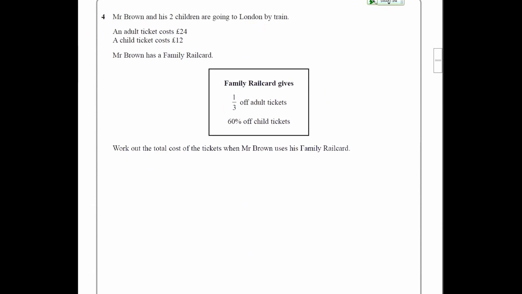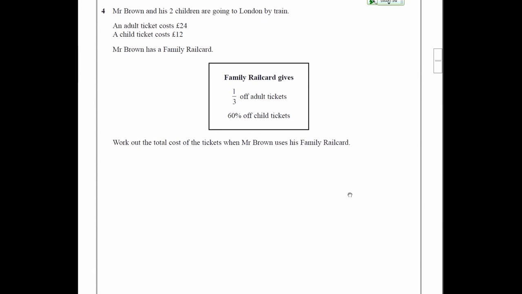Mr. Brown has 2 children and they're going to London by train. An adult ticket is £24. A child ticket is £12. Mr. Brown has a family rail card. What a classic. Family rail card gives 1/3 off adult tickets, 60% off child tickets. Work out the total cost of the tickets when he uses his rail card.